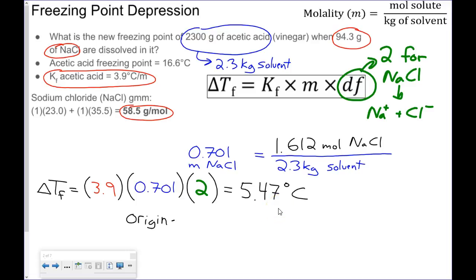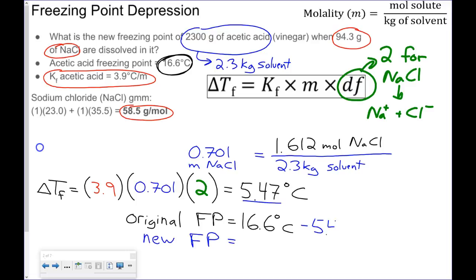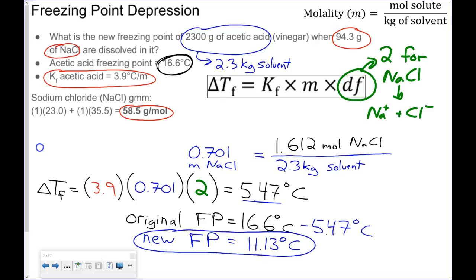Remember, that's the change in the freezing point. My original freezing point for acetic acid, vinegar, is 16.6 degrees. Now I need to subtract 5.47 from that. So that's going to give me a new freezing point of 11.13 degrees Celsius.